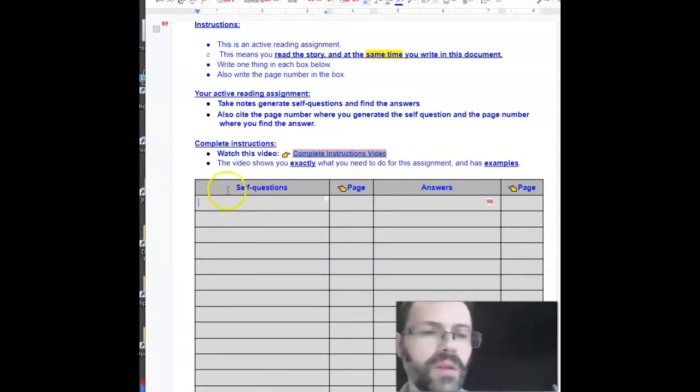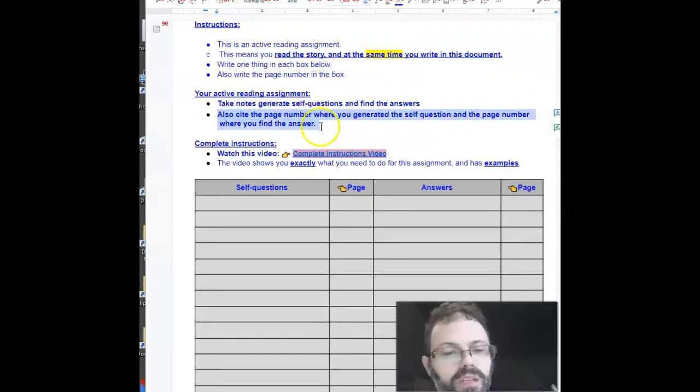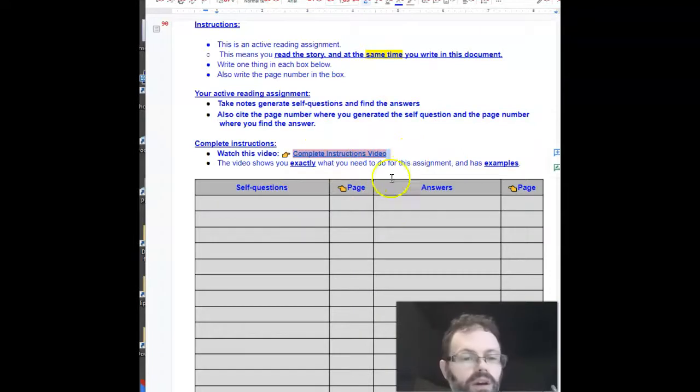So this is your active reading assignment for today, and the instructions are just like usual, so you should read those. And for this specific active reading assignment, I would like you to take notes and generate self-questions and find the answers. Also say the page number where you generated the self-question and the page number where you find the answer. So we're going to ask questions about why does the author include certain text features.